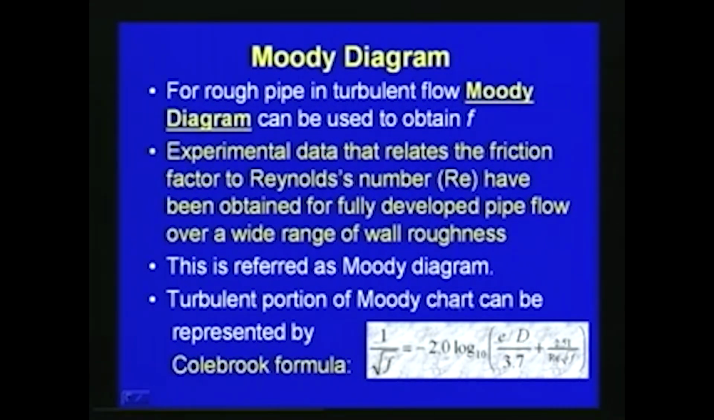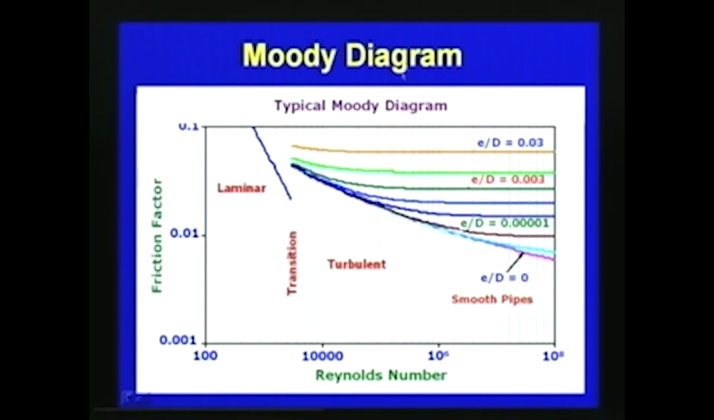So, this turbulent portion of the Moody's chart has been experimentally shown, and it can also be verified that these values in the Moody's chart are very similar to the Colebrook formula given by this equation. So, here this slide shows the Moody's diagram.